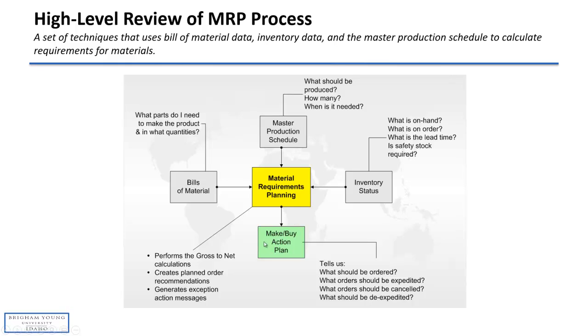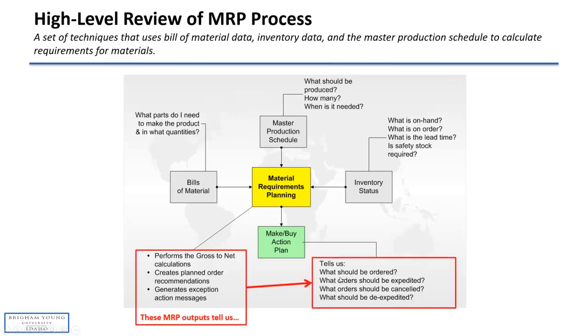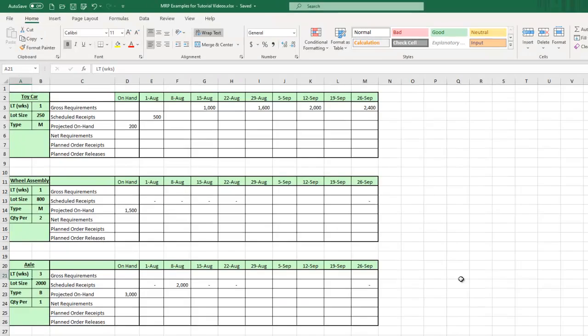And then we get very important output that tells us what should be ordered, what order should be expedited, that's an example of an exception message, what order should be canceled, and what should be de-expedited. These are the main outputs of the MRP process. Let's jump over to Excel and look at the example that's in the textbook.